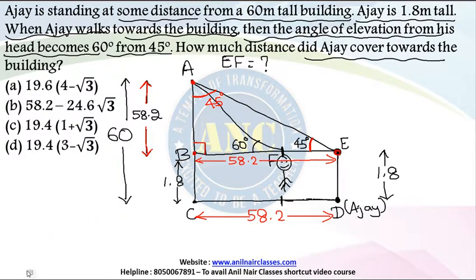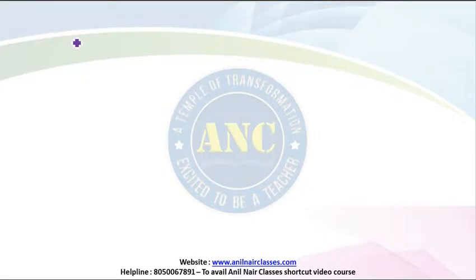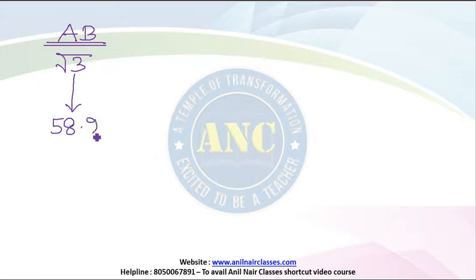Similarly, point number 2 is, if I use a different color for your better understanding, this is 60 degrees, this is 90 degrees. So this angle should be 30 degrees. Opposite to 30, if I assume FB is 1 unit, then opposite to 60, the AB value will become root 3 units. But AB is already fixed as 58.2. According to my assumption, AB is root 3, but the question says AB is 58.2.